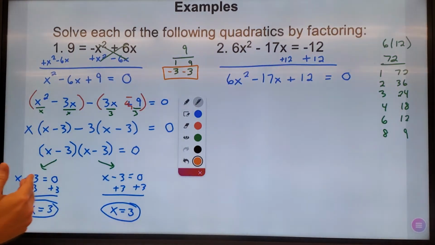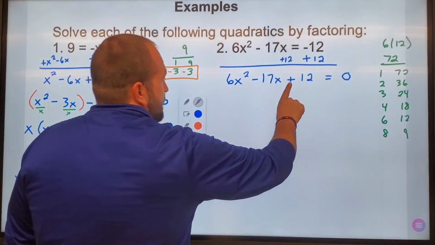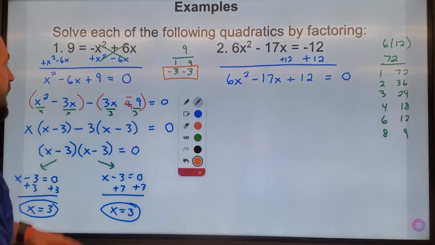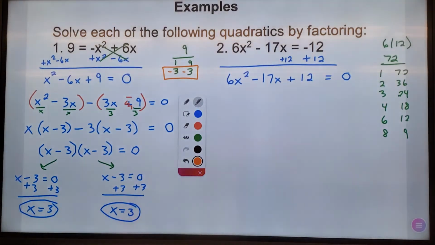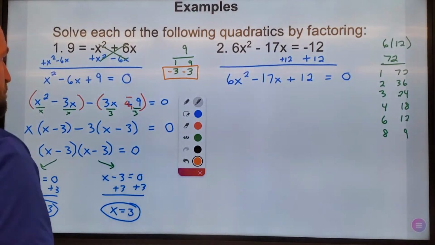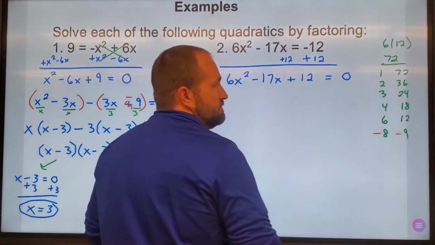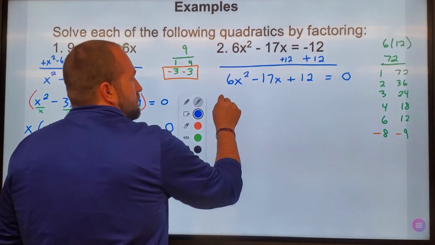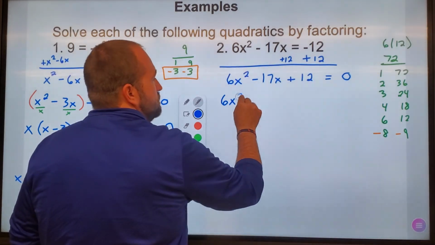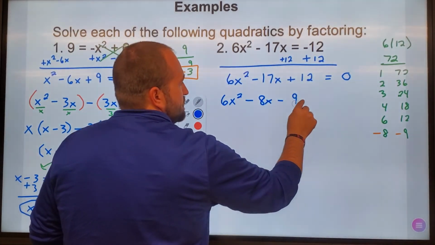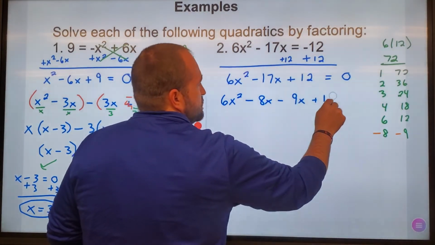Again, then working my way backwards here, I want to find the set that adds to get negative 17. Again, similar to what we had here, I need two numbers that are both negative, but they add to get 17, which gives me negative 8 and negative 9. Okay, so then again, factoring it out, minus 8x now, minus 9x, plus the 12.